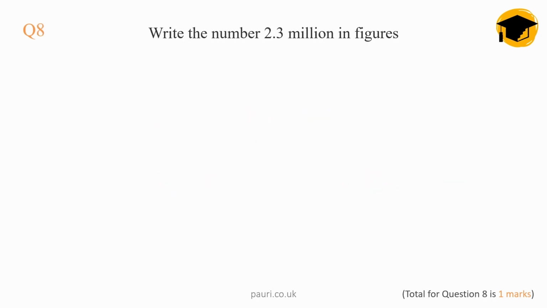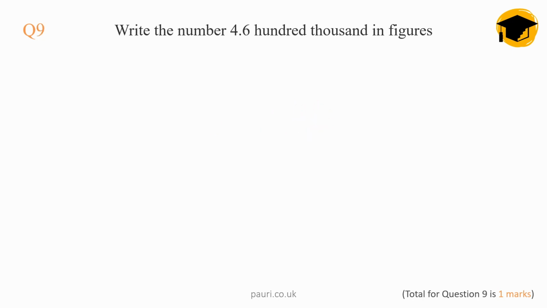Next, write the number 2.3 million in figures, 2,300,000. As I've said before, the 7th digit is your millions column. Then you've got 100,000s, 10,000s, thousands, hundreds, tens, and ones. Write the number 4,600,000 in figures. It's a bit confusing, but what we mean here is 4,600,000. That's the same as saying 4,600,000.